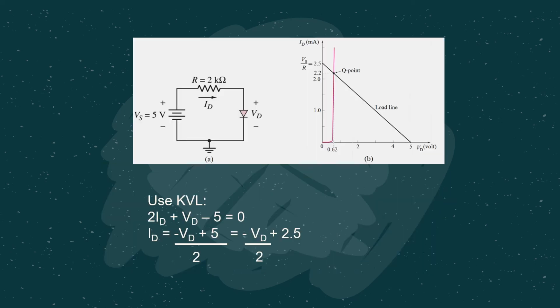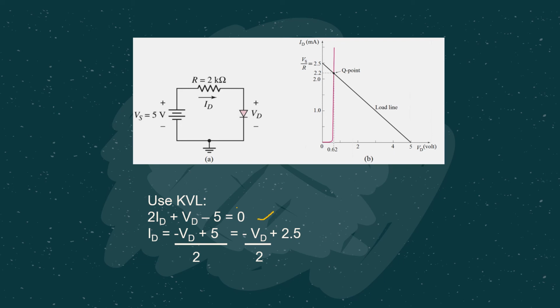Here is one example of how we do the load line analysis. For this basic diode circuit, as you can see here, we have the power supply, the resistor, and the diode. If we do the KVL equation for this diode circuit, we are supposed to get this KVL equation.